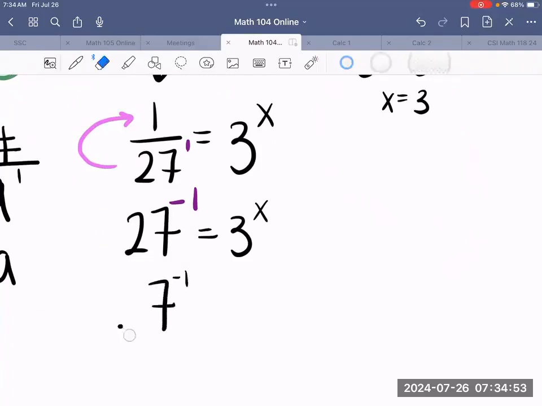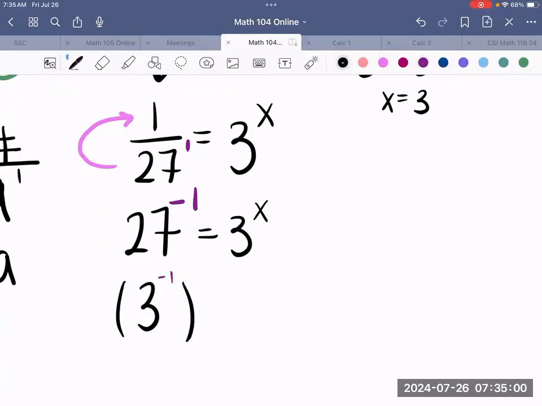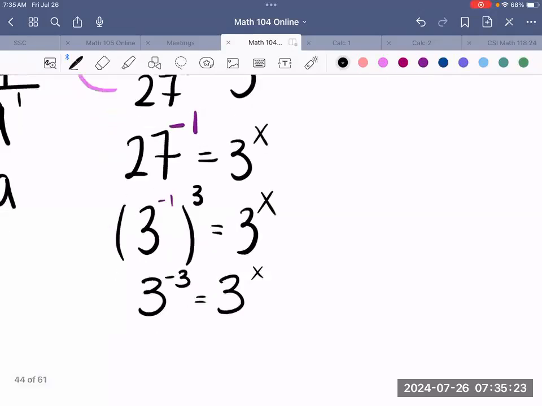Oops, I'm so sorry. I was supposed to write a 3. We have a negative 1, but keep in mind, this is still to the 3rd power. And we learned back from chapter 3 intro that we have a power raised to a power. So we're going to actually multiply these two powers together. So negative 1 times 3 is really a negative 3. So this just means x is equal to negative 3.